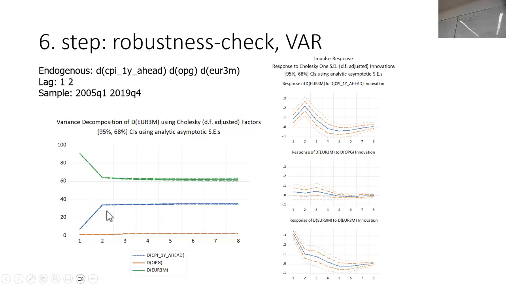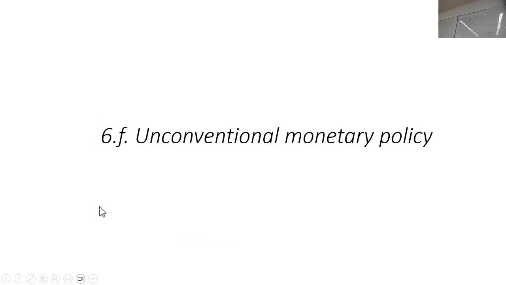If we are checking the relevance, we can see that 1 year inflation expectations have a 35% impact on the interest rate after 2 quarters. Yeah, so this is where we should stop today.